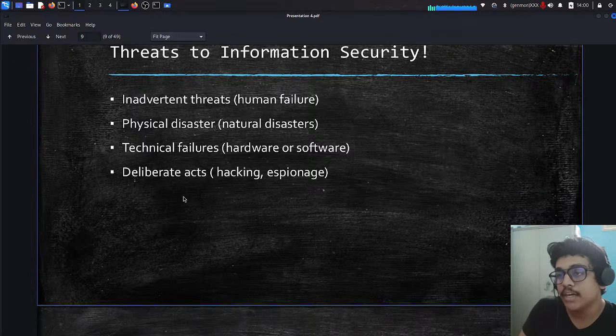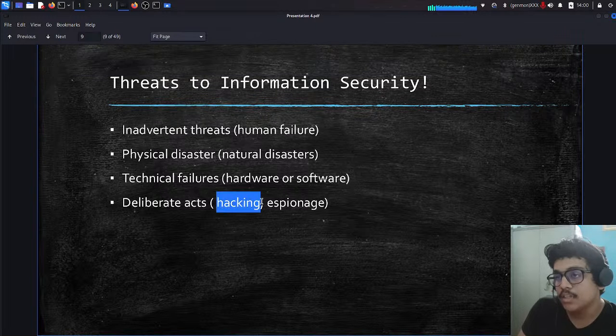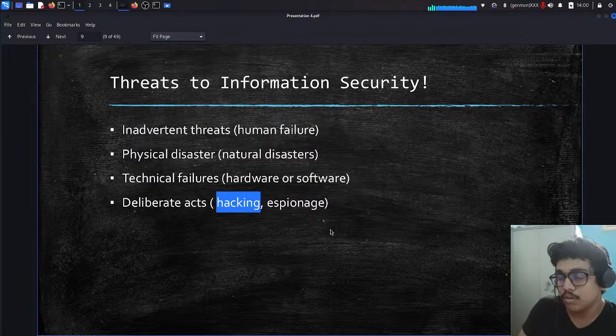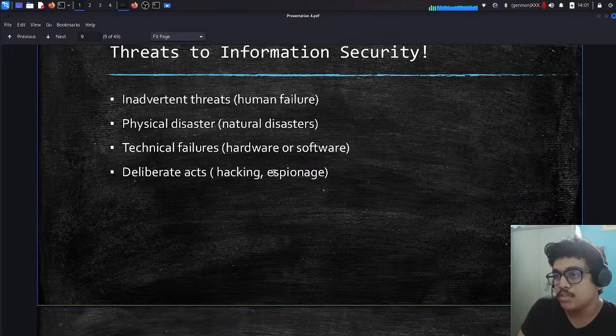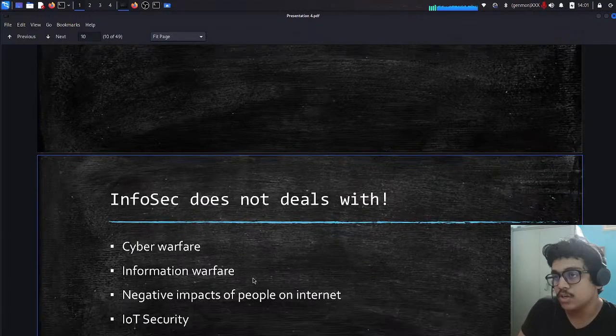Deliberate acts, that is the most interesting part of information security, that is hacking. That someone is using your information without your knowledge. For example, if you have clicked on some kind of malicious link and entered your credentials, so it got stolen by the bad hackers. Espionage is also the same term that is used instead of hacking. So both the terms are interrelated.